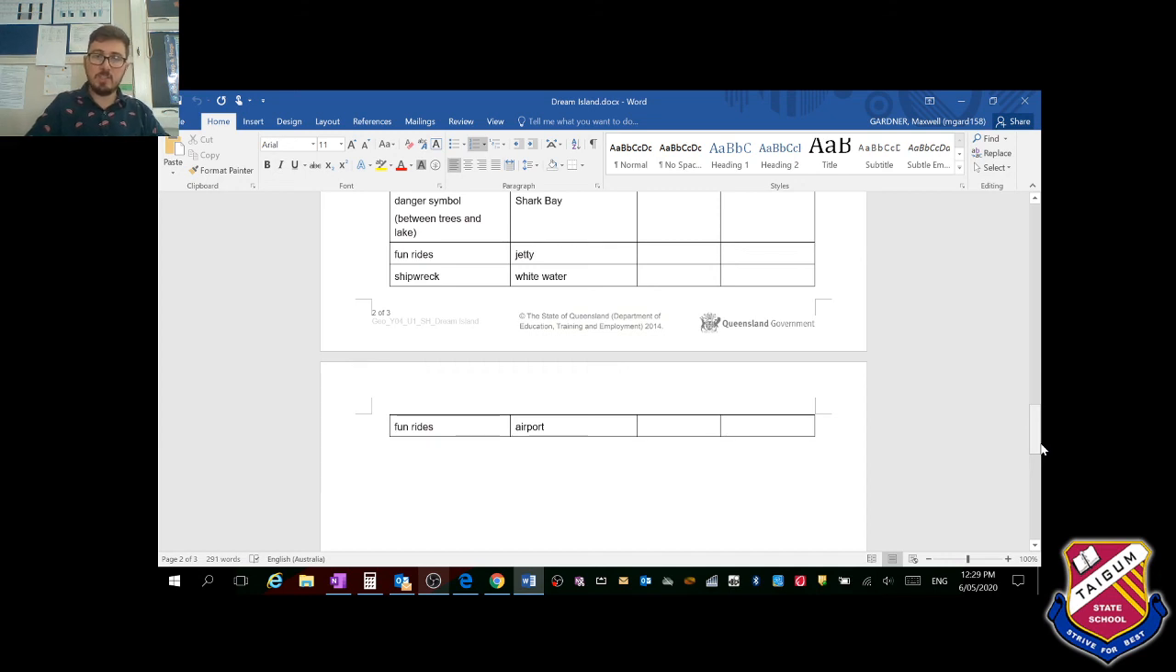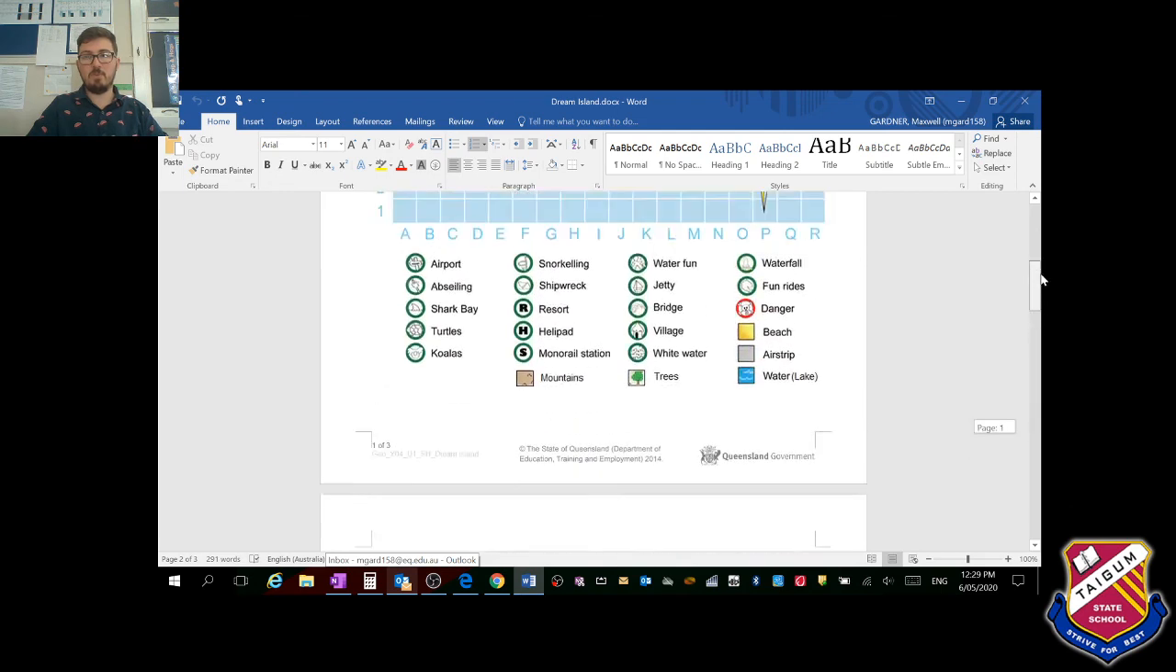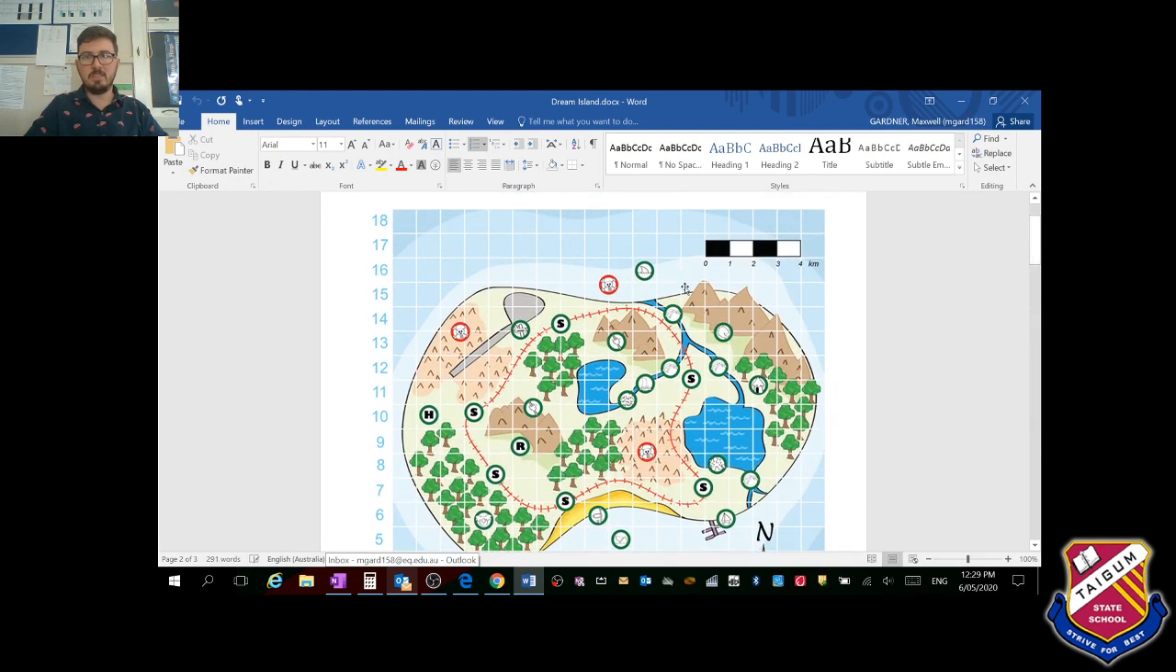Okay, so that's basically it for today. I hope you enjoyed it. I hope you had a bit of fun with that. And hey, if you want to, in your own time, you can create your own map of your own dream island and use a scale. Make it realistic, make it reasonable, or make it like a fantasy island, make it completely unrealistic.